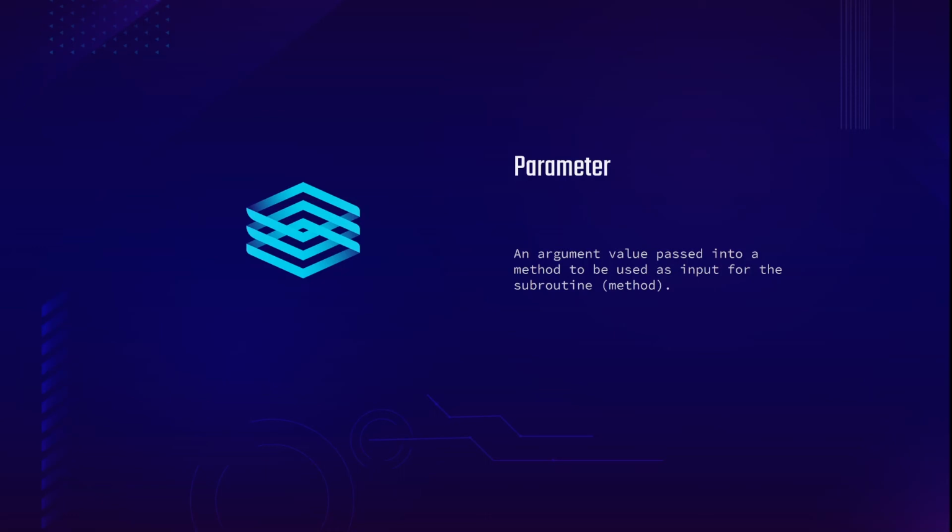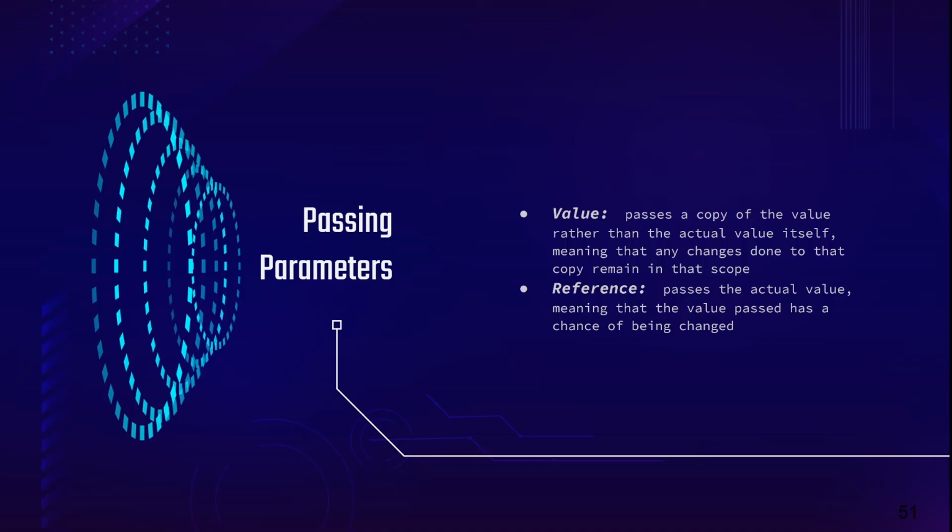So what a parameter is: it's an argument value passed to the method to be used as input for the subroutine, or a method. Getting there. So, passing parameters. There's two different ways to do it, and this is true for most languages.